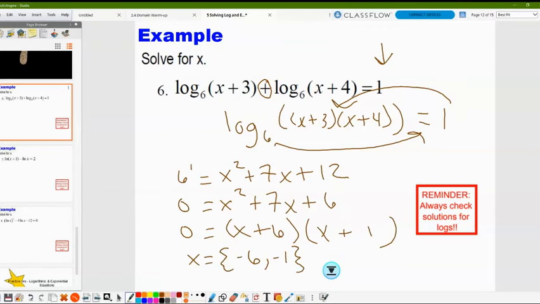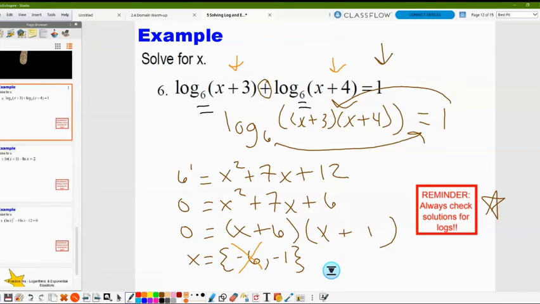But before I box it, I've got to remember to check my solutions. So my base needs to be positive, and it is. It's 6 in both of these. And then the number we're taking the log of needs to be positive. So we've got x plus 3 and x plus 4. -6 plus 3 is negative still, so that will not work. -1 plus 3 is positive 2. -1 plus 4 is positive 3.